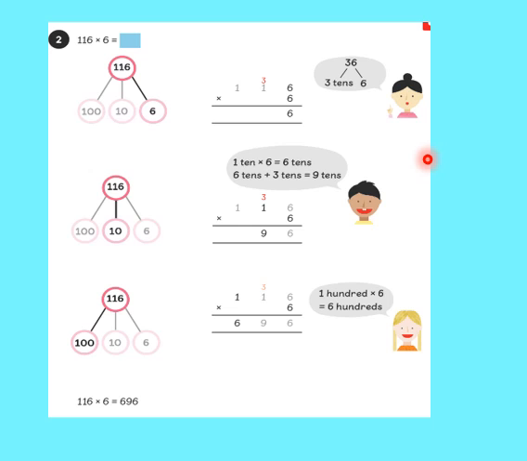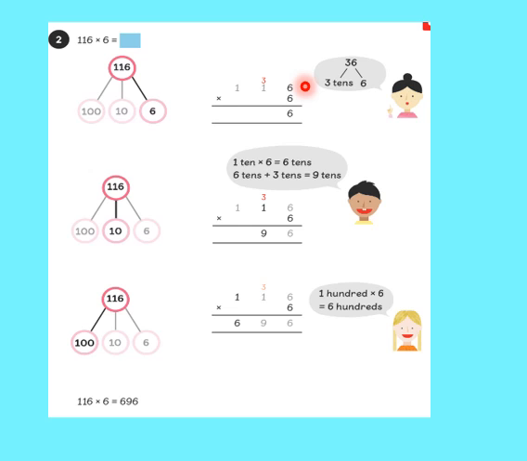Now here is a different method to work it out. Ruby has made a start here. First of all, the number is shown in a part-part whole of the 100, the 10 and the 6. And Ruby is using this column method and she has started with the ones. So the first thing she's looked at is that 6 times 6 is 36.